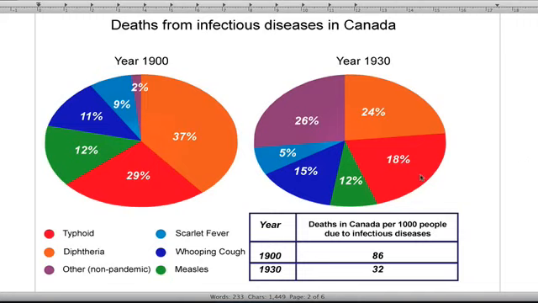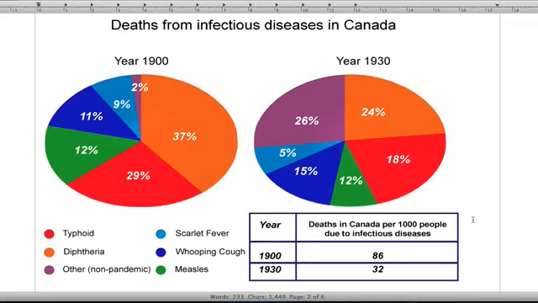the number of deaths due to measles remains stable, and infectious disease deaths under the category of other, non-pandemic, appears to grow. So the trends that exist here are fairly straightforward. However, if we look at our third data source, we are thrown a bit of a curveball.